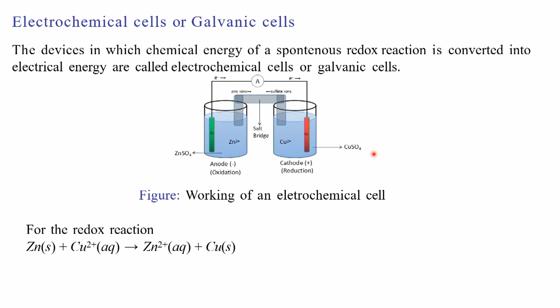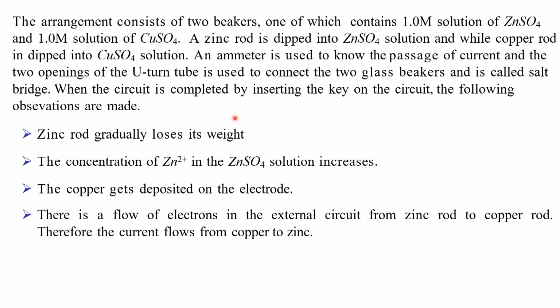As I mentioned, anions move to the anode and cations move to the cathode. So sulphate ions will come into this beaker and take zinc from this electrode. So we get zinc sulphate in this solution. The volume of the zinc sulphate solution will increase here in the anode.